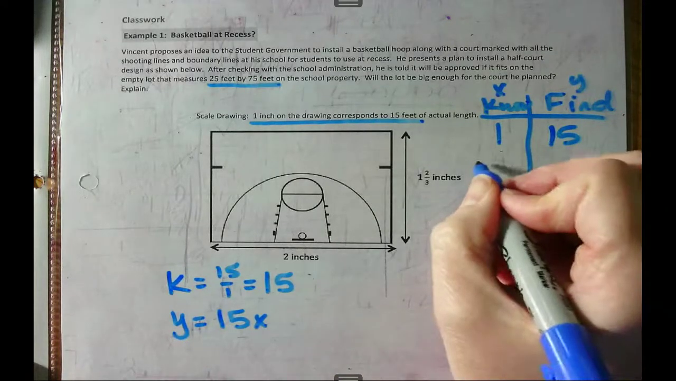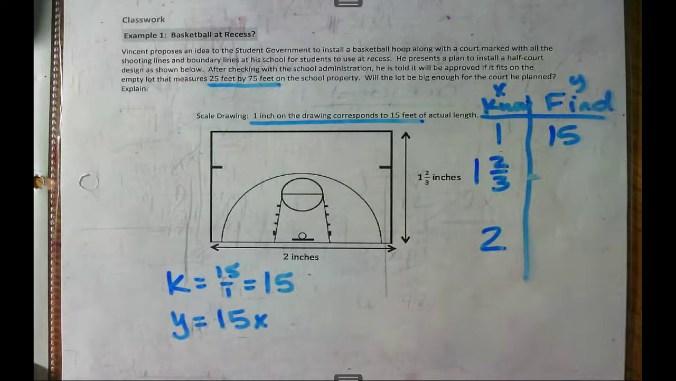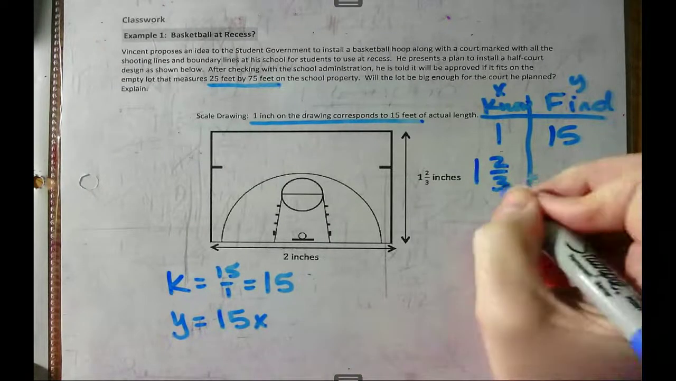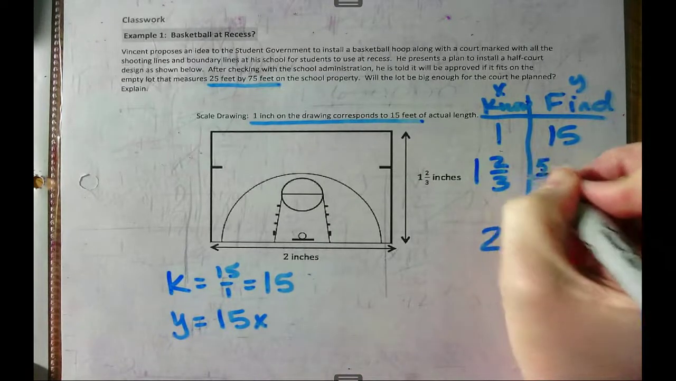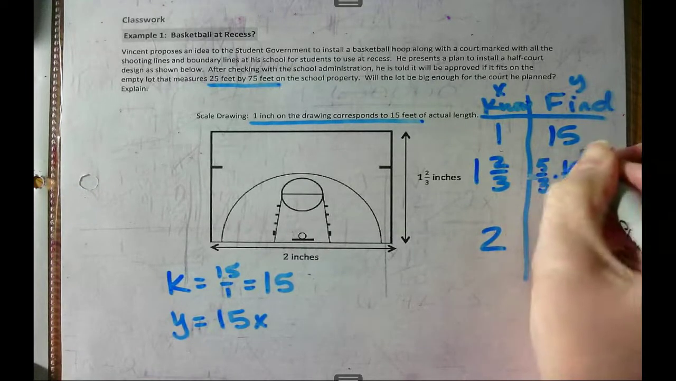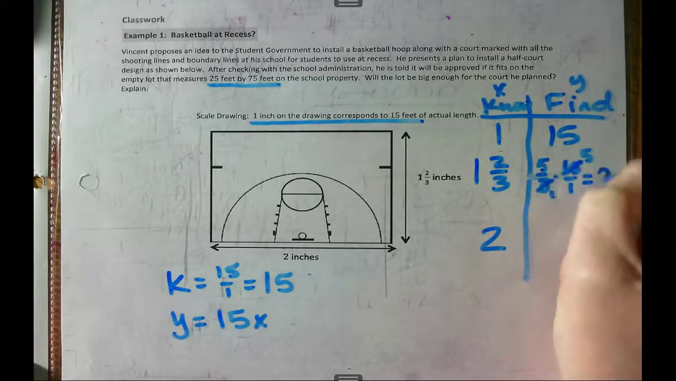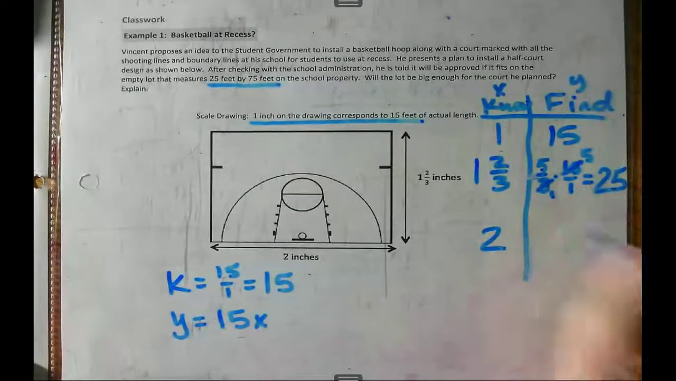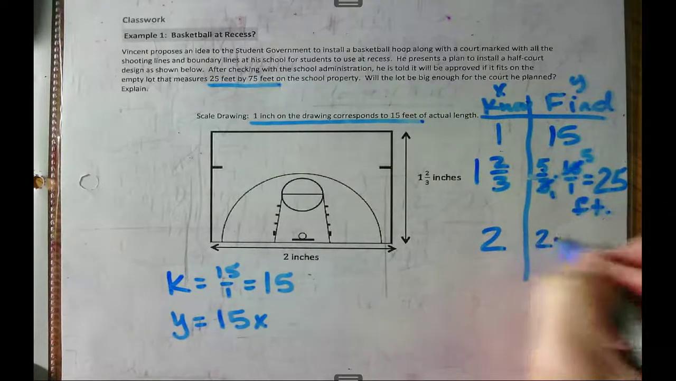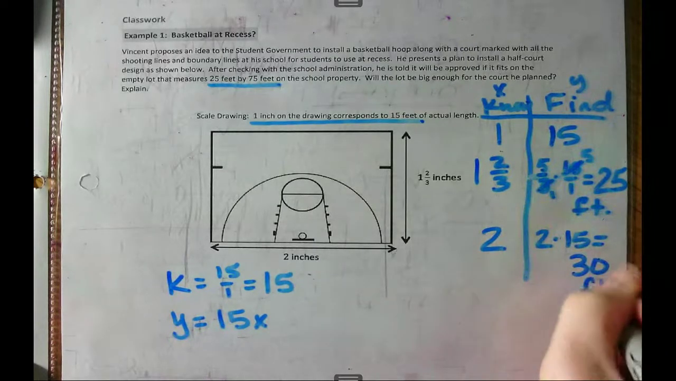So I am going to take 1 2/3 and 2 inches. Those are the lengths on the scale drawing. And I'm going to multiply each one by 15. So I'm going to change this to an improper fraction. 5 over 3 times 15, which would cross cancel. And that would give me 5 times 5 equals 25. My label would be feet. And 2 times 15 would equal 30 feet.